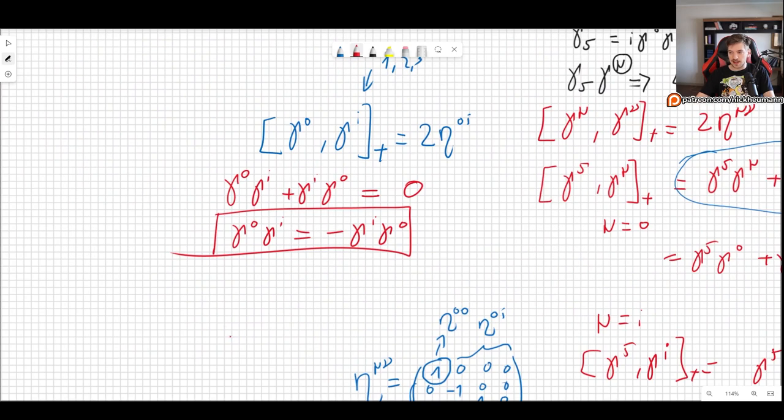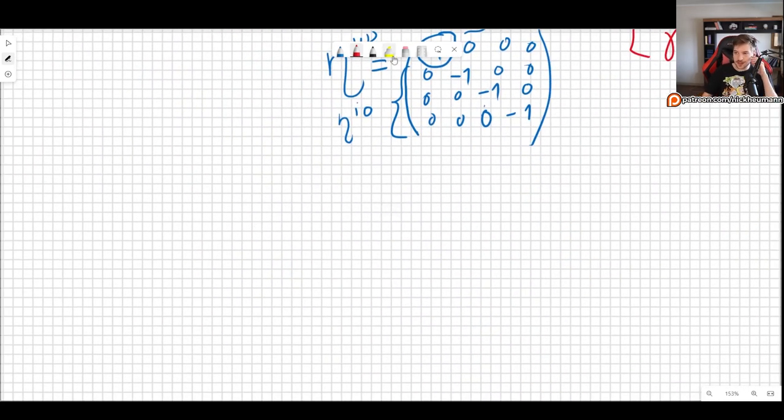Once again, Clifford algebra. So we go back into our expression for the Clifford algebra. Now we see why they're so important.